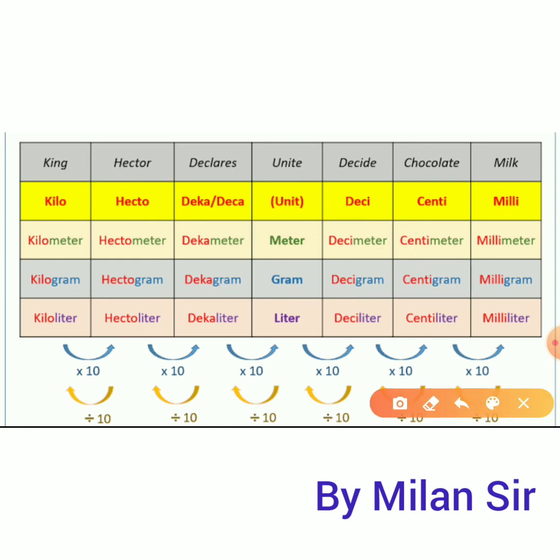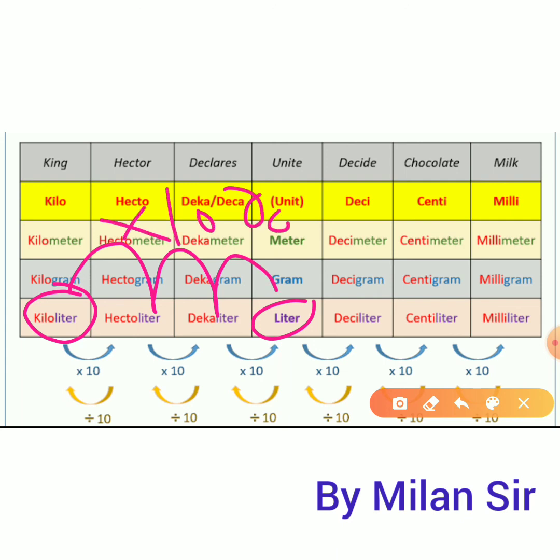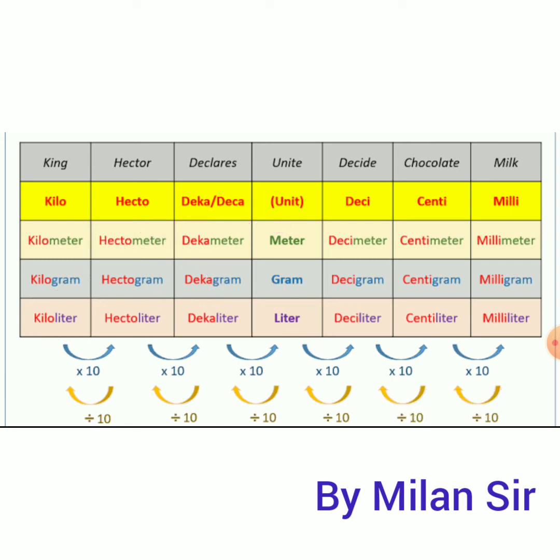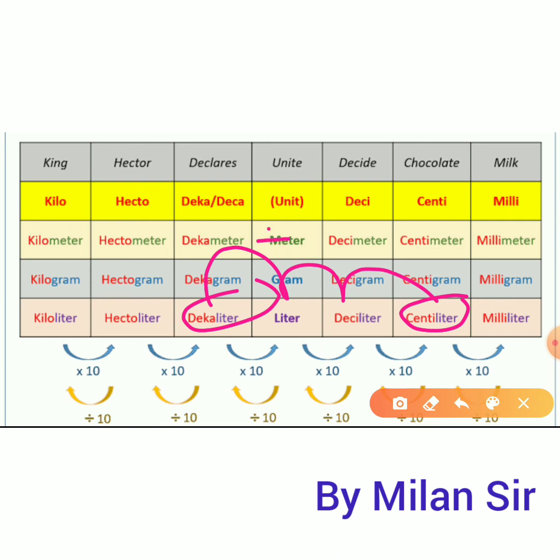The same way we can use for the liter. This is kiloliter, hectoliter, decaliter, liter, deciliter, centiliter, milliliter. If we want to transfer from kiloliter to liter, multiply 10, multiply 10, multiply 10, alternately multiply by 1000, left hand side to right hand side. But if we transfer from centiliter to decaliter, divide by 10 three times, so totally divide by 1000. In this way we can convert our units.